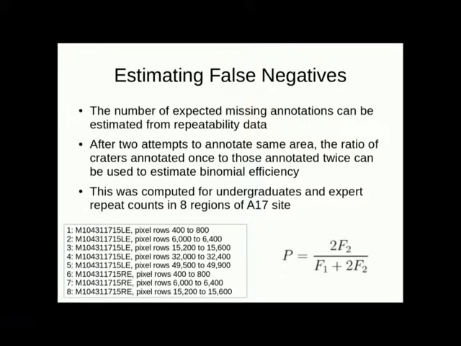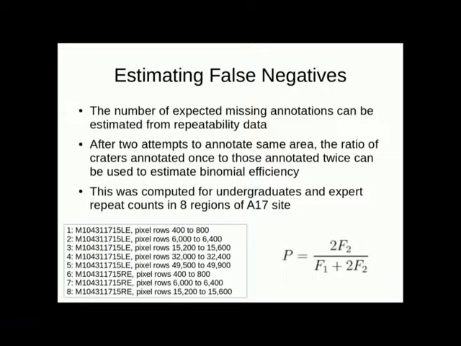Now, the issue of missing data can be addressed using repeatability data. If a crater counter is given 2 opportunities to count every crater within a given region, some of those craters will be counted only once, and hopefully the majority of those craters will be counted twice. The ratio of craters counted once to those counted twice can be used to estimate the binomial efficiency of the crater counting, and that can be done using the simple formula in the right corner.